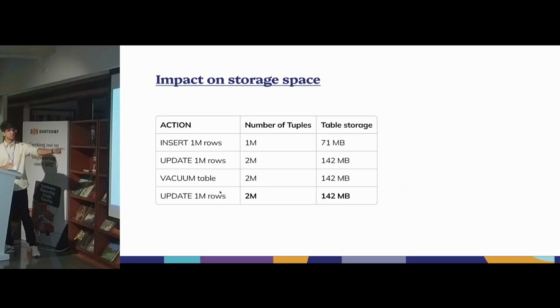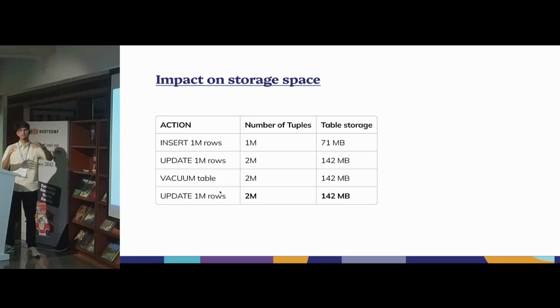But notice when you do another update, you would expect another set of 1 million tuples to be inserted, but the overall tuples in the table remains as 2 million. That's because vacuum set the 1 million dead tuples as reusable, and the update statement that got in 1 million more tuples is actually reusing that space. And hence your table storage doesn't increase, it remains the same.